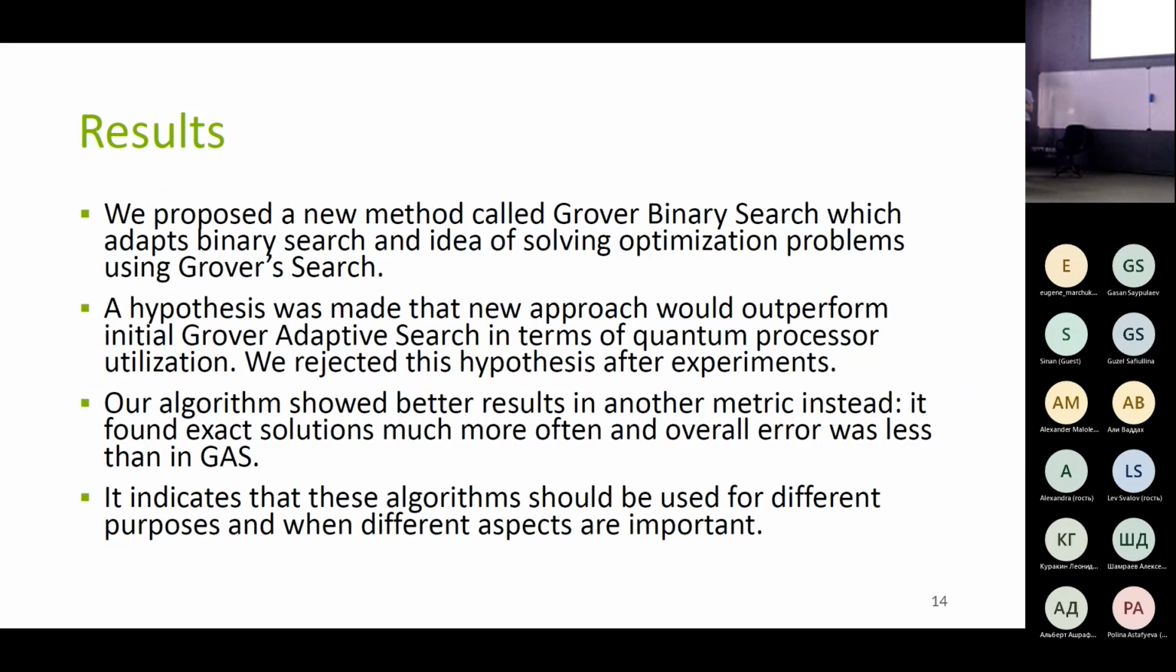So this gives us a summary that both these algorithms should be used for different purposes, when different aspects are more important. For example, if speed is crucial to our task, then we use adaptive, or if we can wait a bit longer, but we just need a more precise answer, then we can use our proposed binary search.